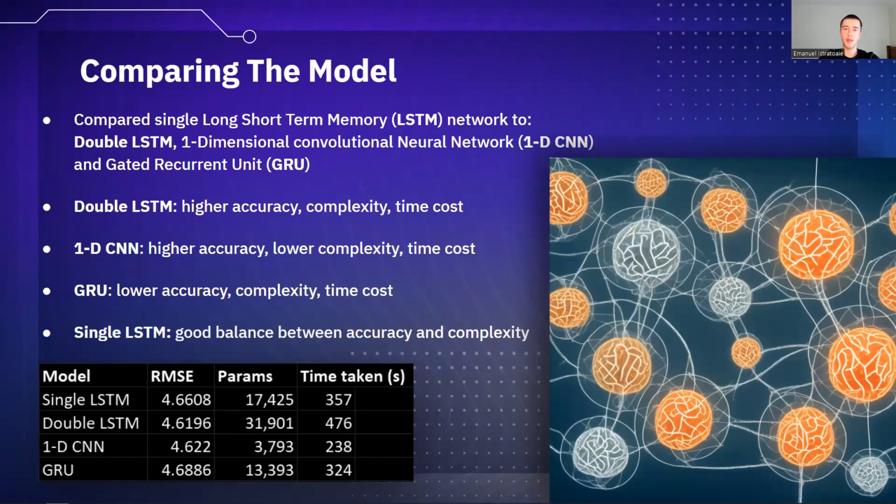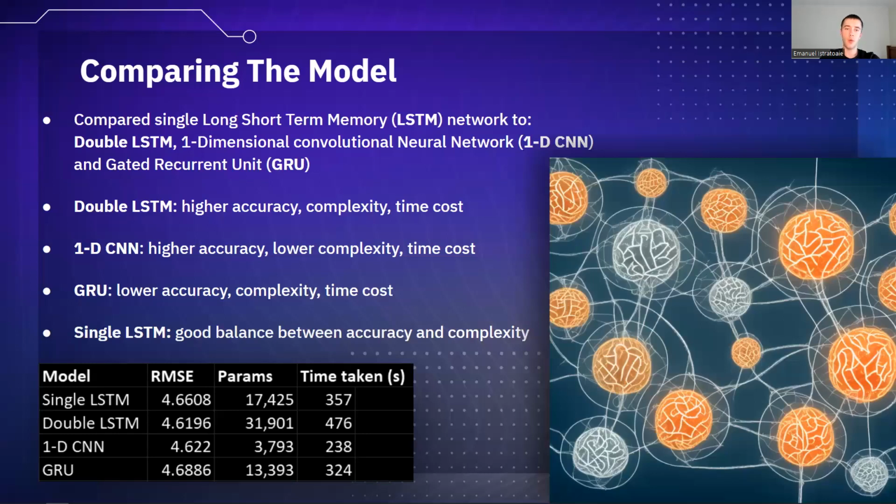We compared the single LSTM model to a double LSTM, a one-dimensional convolutional neural network, a 1D CNN, and a gated recurrent unit, or a GRU, with each model's architecture being vastly different from the others. The results show that compared to the single LSTM model, the double LSTM had a higher complexity, a higher time cost, and higher accuracy. The 1D CNN had lower complexity, lower time cost, and higher accuracy. The GRU had lower complexity, lower time cost, and lower accuracy.